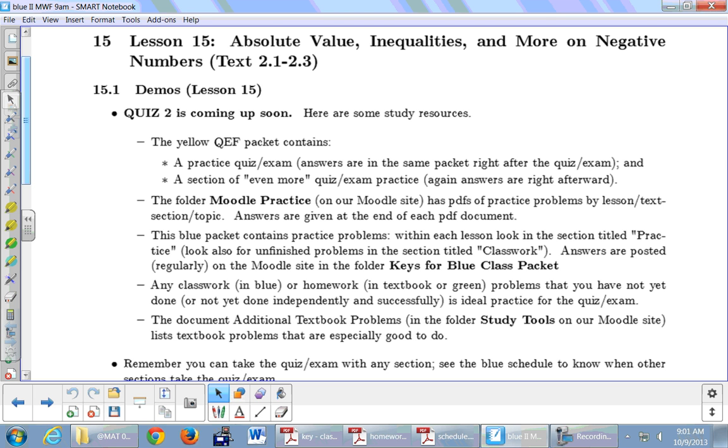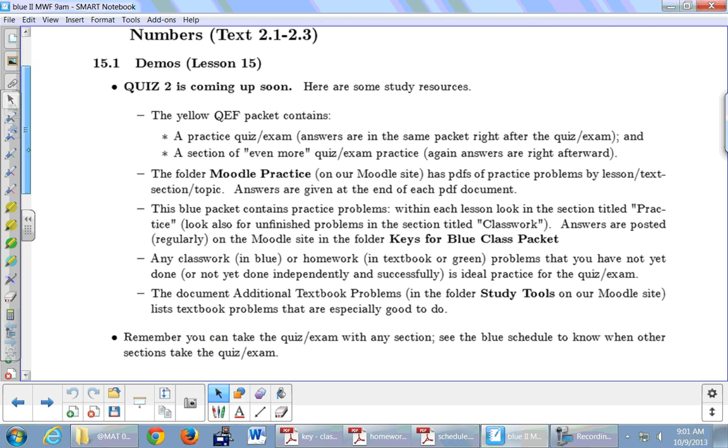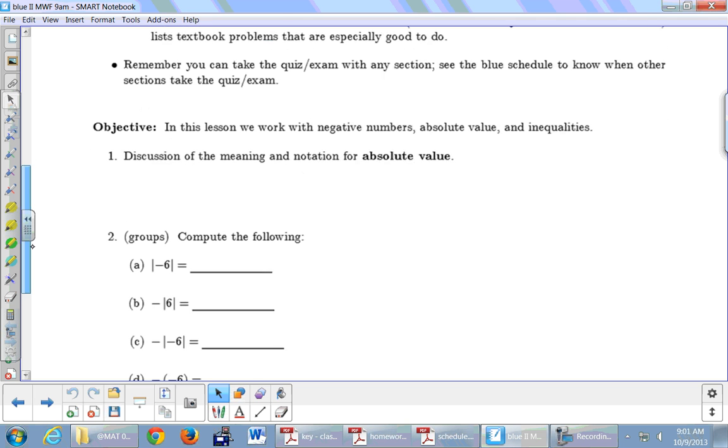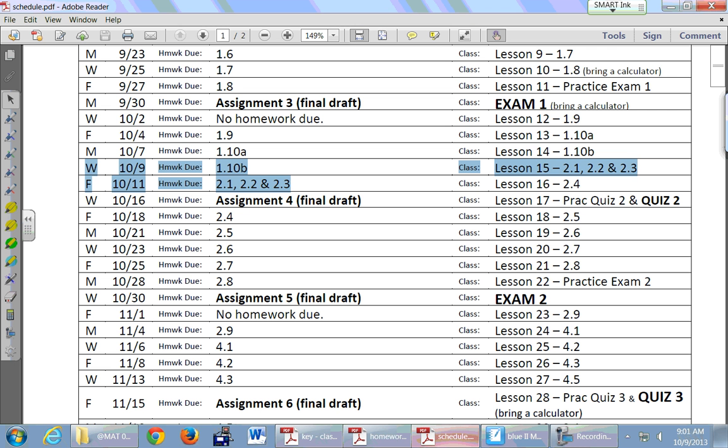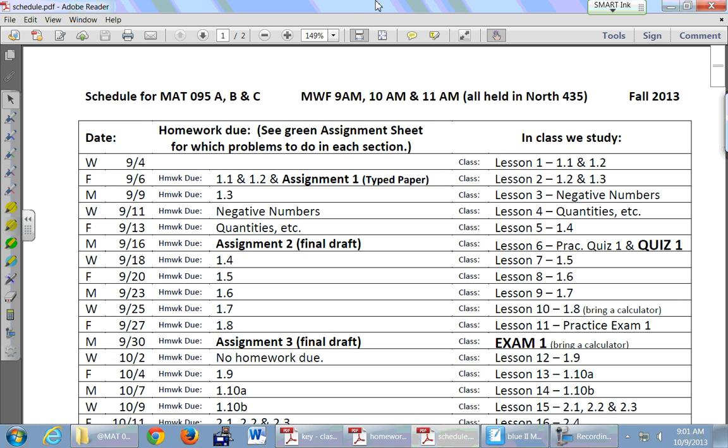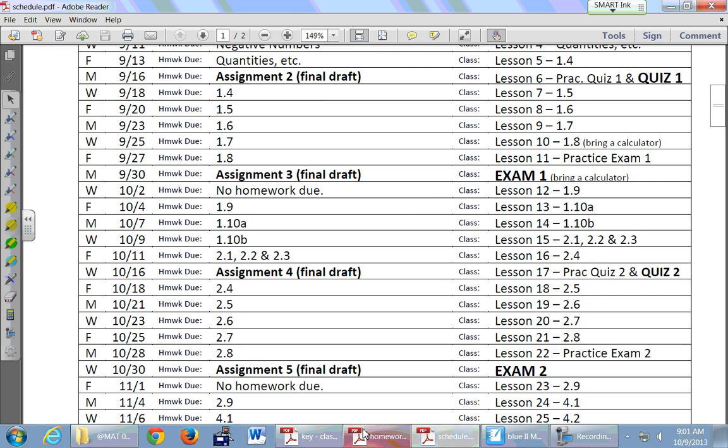And there are plenty of other resources listed here for you on page 121 to help you prepare for that quiz. And just a reminder, you can take the quiz or exam with any section of Math 095. And all the sections are listed here on this document. Up at the top, it tells you that our class meets at 9, but there's also a 10 or 11 on Wednesday. And if you flip to the back of this document, you'll find out when the Tuesday, Thursday folks are taking the quiz. It's a different quiz, but you're welcome to take it with any section that you want. But probably I will see you here next Wednesday at 9.